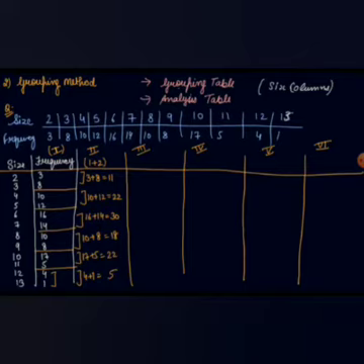Now you choose the highest frequency. From the first column, the highest frequency is 17. From the second column, the highest frequency is 30.